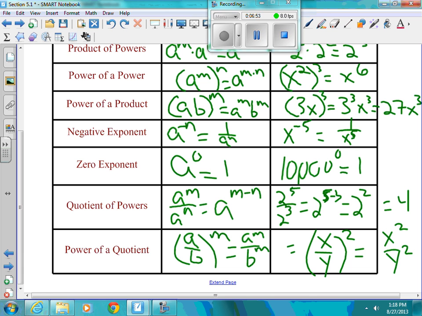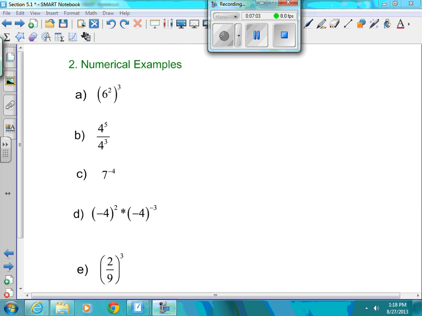So if you didn't get any of those, go ahead, pause, rewind, go back, get them all written down, and we're going to apply them on examples on the next slide. So on this next slide, you can see we have several examples to practice. Feel free to pause right now and try these examples on your own and then compare the answers as I go through them.